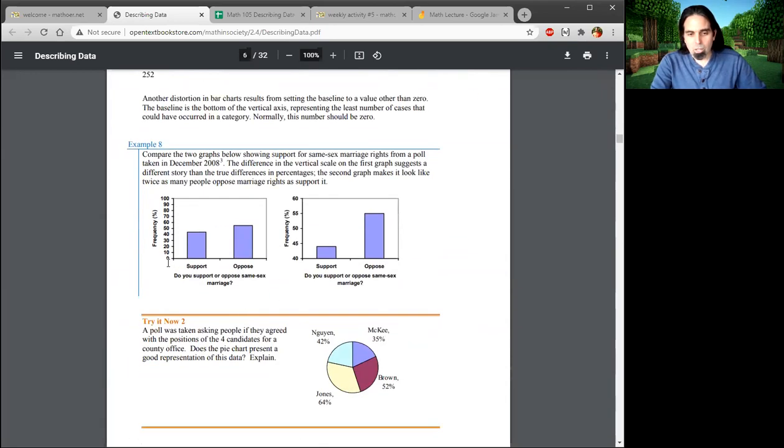We also talked about cutting off the bottom. Do you start at 0 all the time? Do you start at a bigger number? It can exaggerate the data in one way or the other.